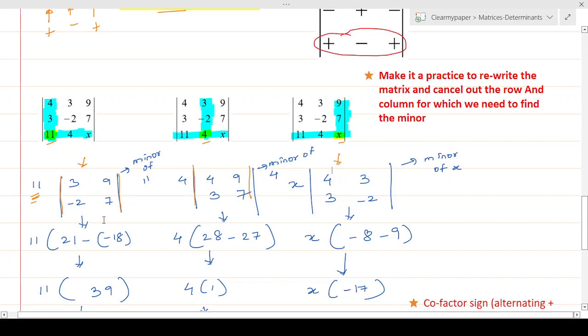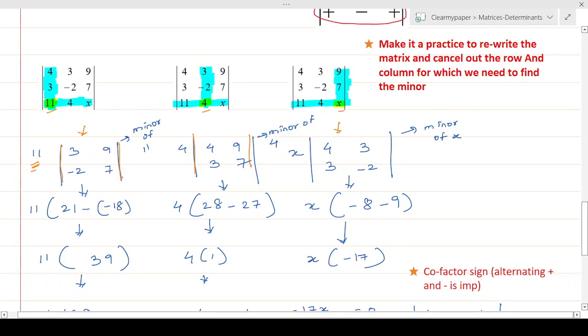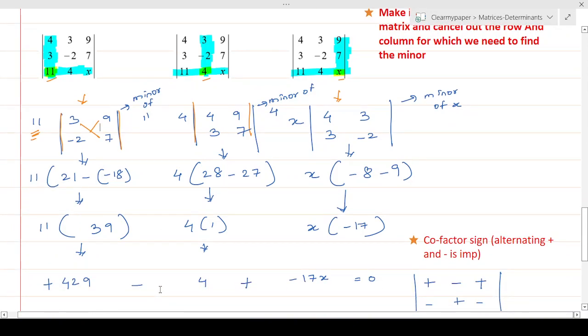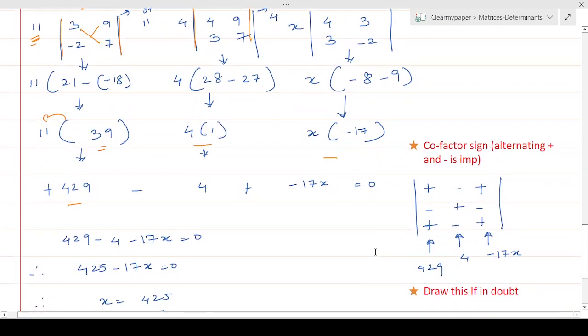I'm going to apply a simple cross multiplication of diagonals like we discussed, multiply this by this, and calculate the minors. So I get the minors in the brackets, and then after multiplying with the coefficient on the outside, I get the net values like this over here, and over here. Then I'm going to apply the cofactor alternating signs in this format, where the first element is going to be 429, so I've given the positive sign. 4 is negative, and x is negative again here. So I'm going to apply that.